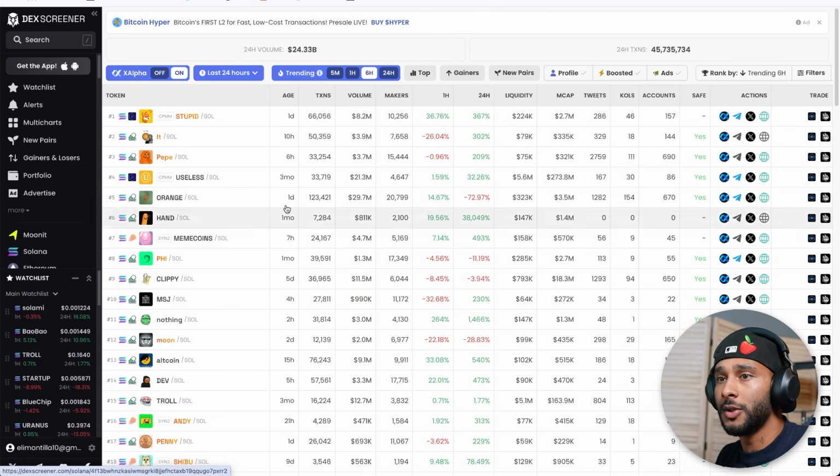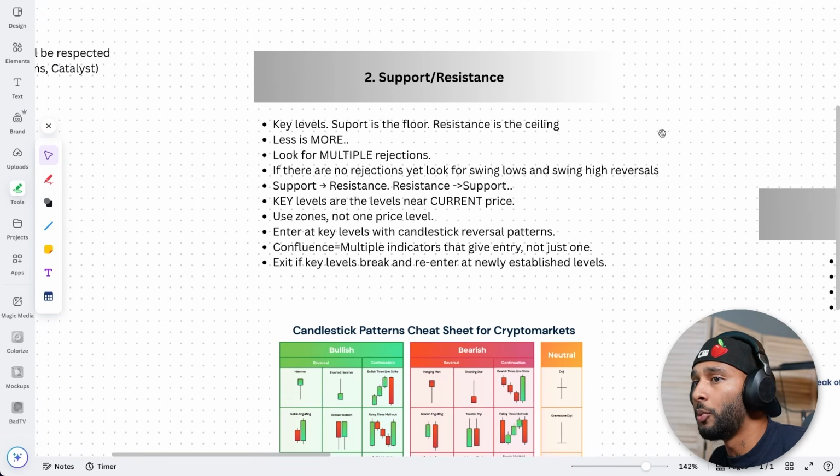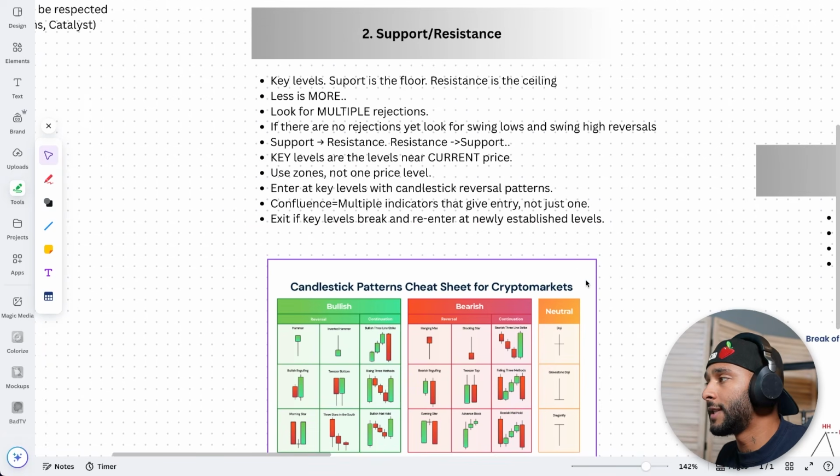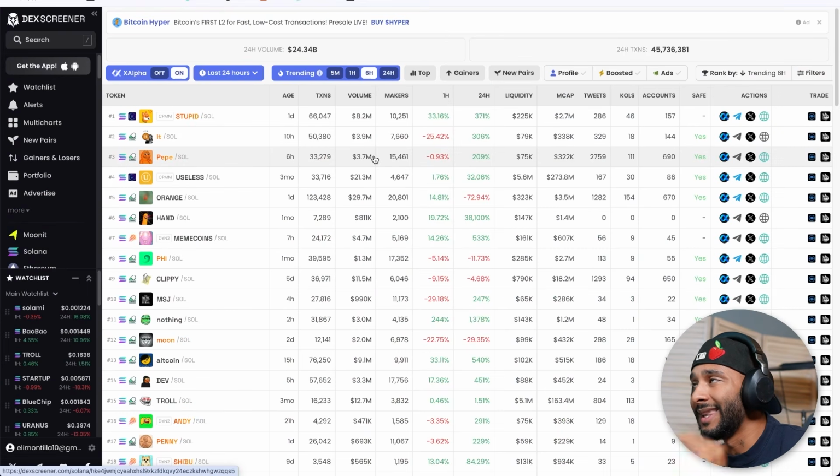So this is what you're gonna do. First thing you need to understand is support and resistance. Now, support and resistance are the key levels. You can literally take what I'm about to teach you on support and resistance and automatically increase your win rate just with support and resistance. These are key levels. Support is the floor and resistance is the ceiling. Now, I want you guys to understand when you're doing technical analysis, less is more.